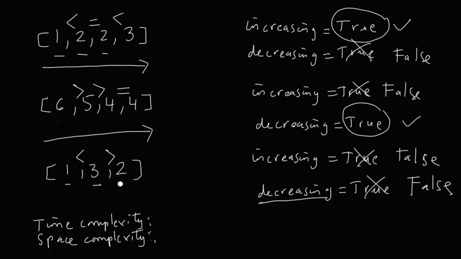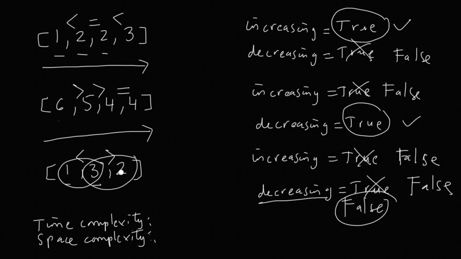But in this case, they're not constantly increasing or decreasing. In this position, even though from 3 to 2 is decreasing, in this position, from 1 to 3, the numbers were increasing. So we cannot go back and set decreasing to true. Because both of the conditions are false, our final answer will be false. This array is neither monotone increasing nor monotone decreasing.